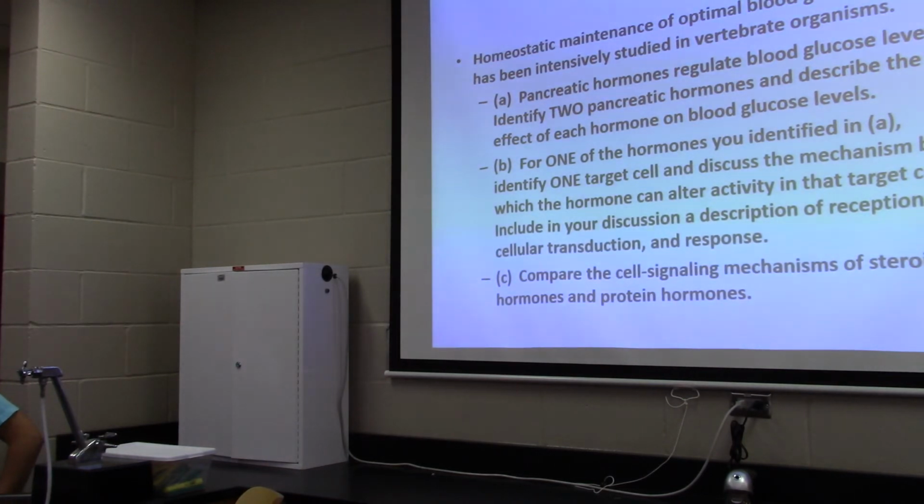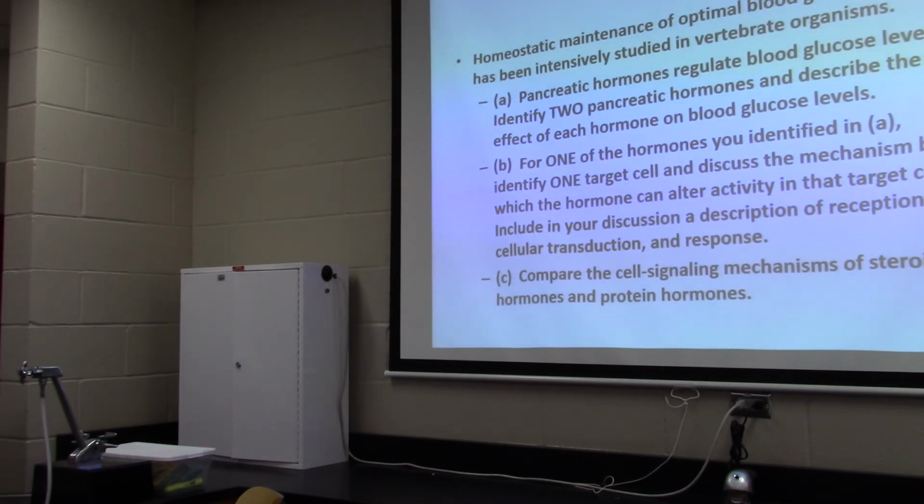Part A. Pancreatic hormones regulate blood glucose levels. Notice the verb here is identify, which means what? When they say identify, what do you need to do? Just say it, okay? So identify 2 pancreatic hormones. So if you just said what? Insulin and glucagon are 2 pancreatic hormones that regulate blood glucose levels. You probably got 2 points just for knowing insulin and glucagon and saying. Now you do have to say it in a complete sentence, but just say it.